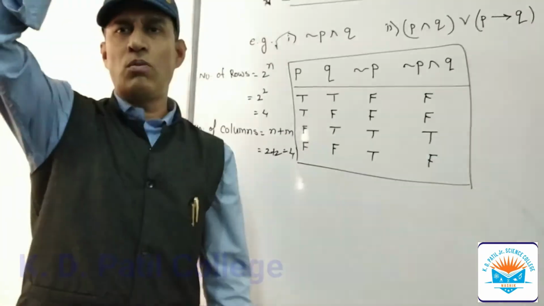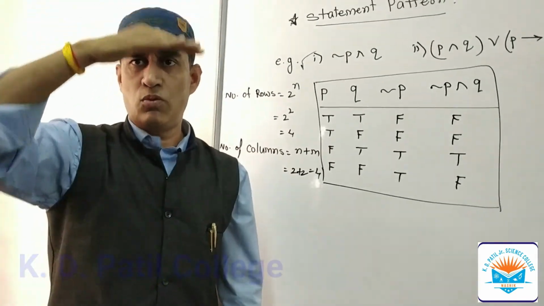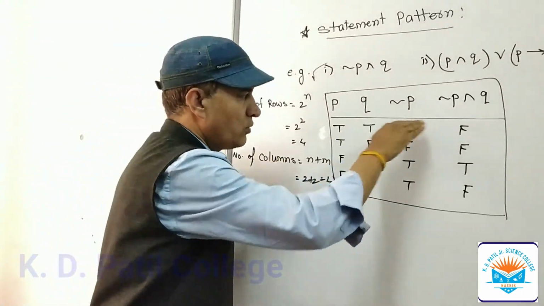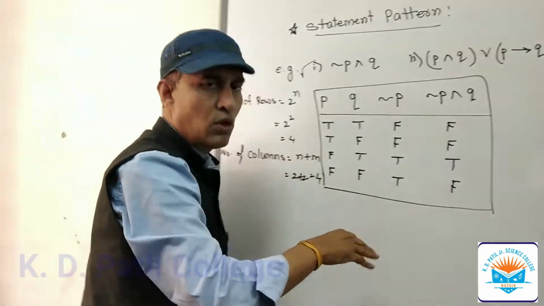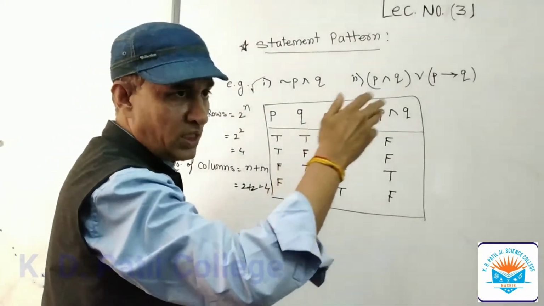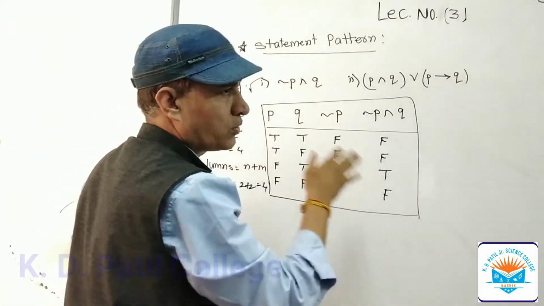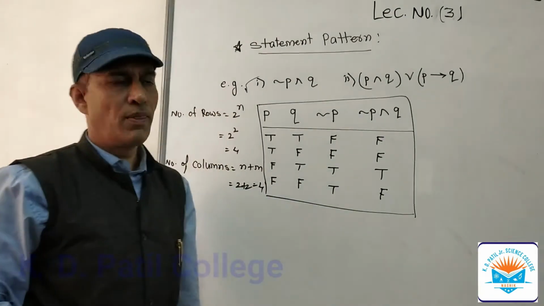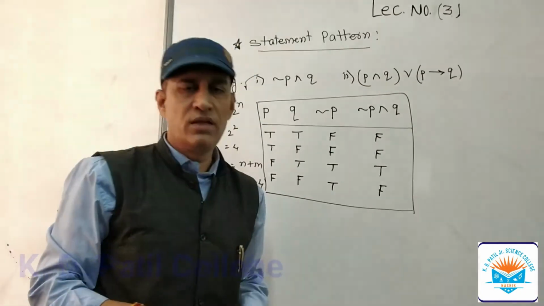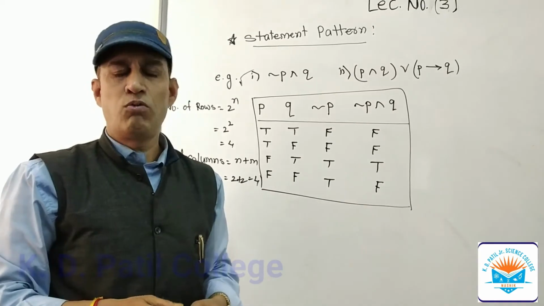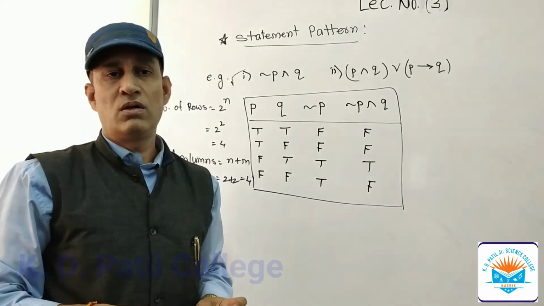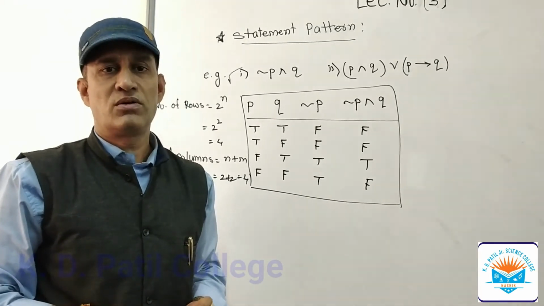Look at one thing. Rows start from top to bottom. This way. First row, second row, third row, fourth row. Columns start from left to right. That is first column, second column, third column, fourth column. And in this way, we construct or prepare the truth table from the given statement pattern.